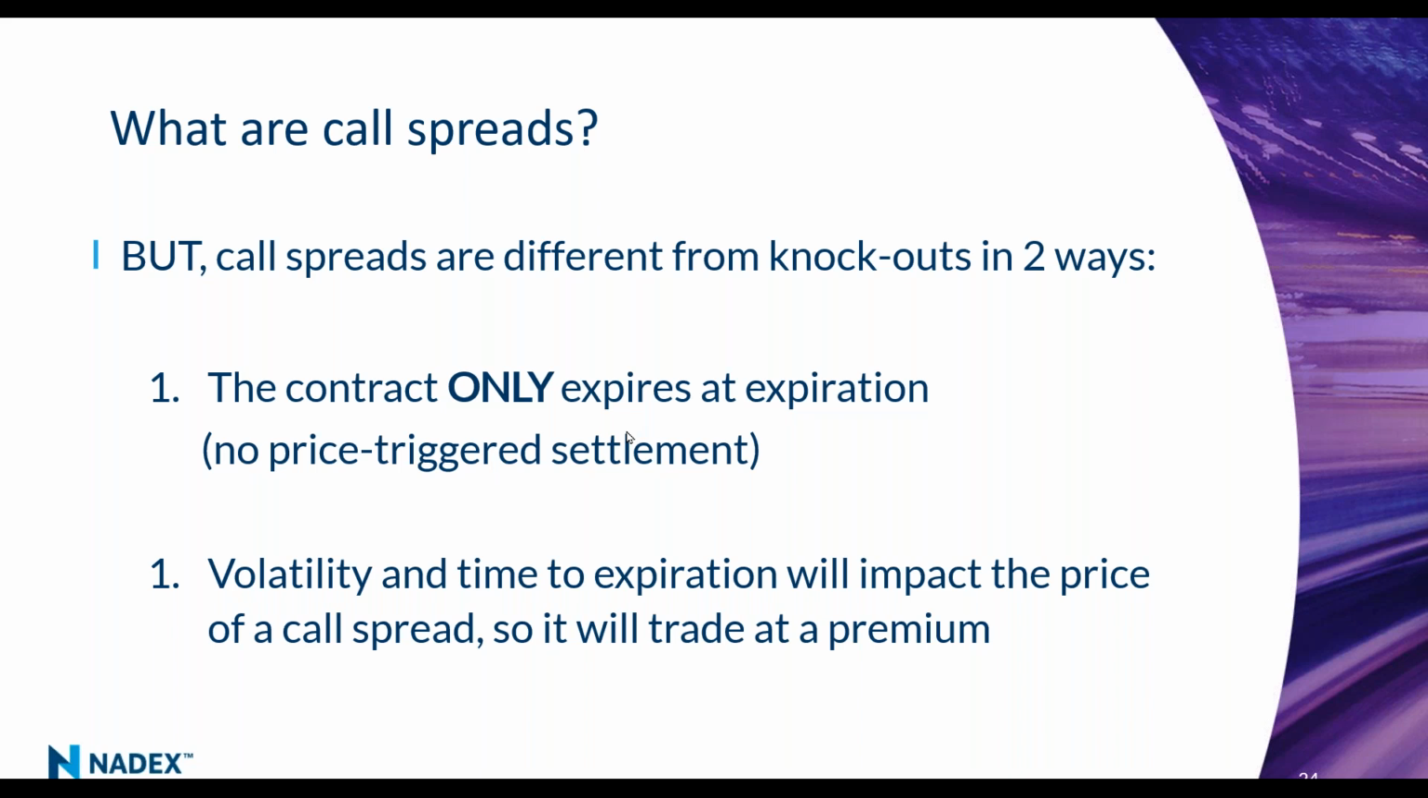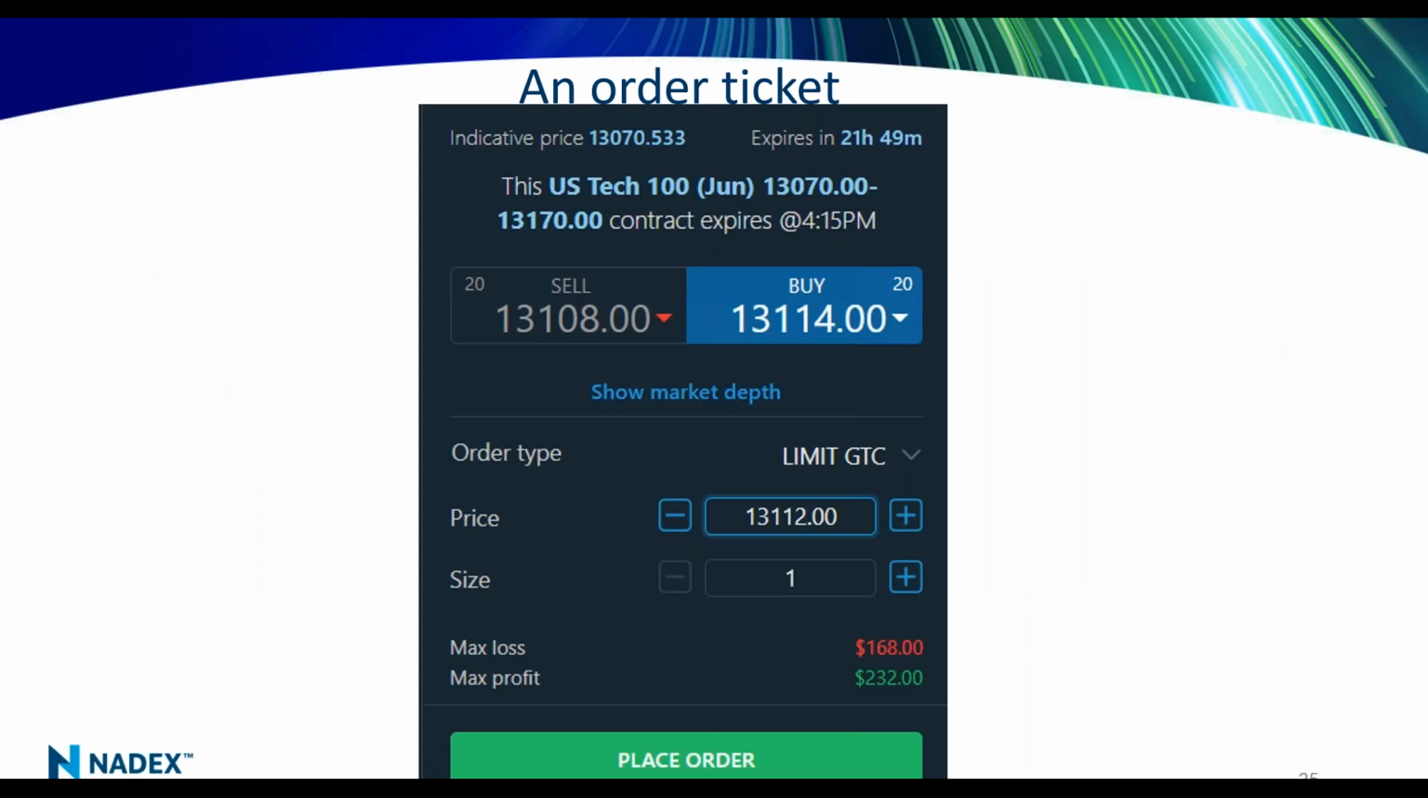I'm going to spend a good 20 minutes on the platform so everyone can see. I just want to walk through an order ticket on a call spread. The reason I do this is so that you can see the difference between a call spread and a knockout. When I grab this image, the indicative price of the Nasdaq was trading 13,070.